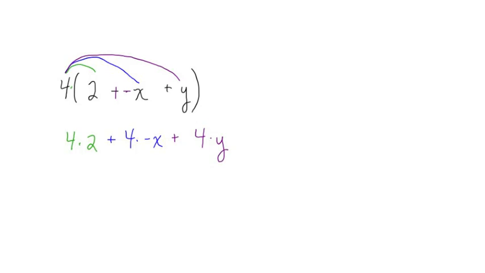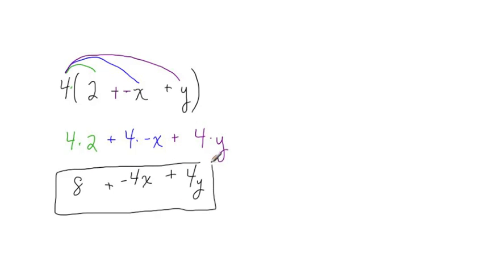And now we continue to simplify. 4 times 2 is 8. 4 times the opposite of x, well, it's a positive times a negative, and positive times negative is negative, and 4 times x is 4x, plus 4 times y is 4y. There aren't any like terms to add together here for the last step in the order of operations. So this means that this simplifies to 8 plus negative 4x plus 4y.